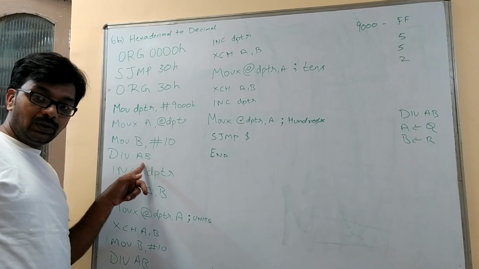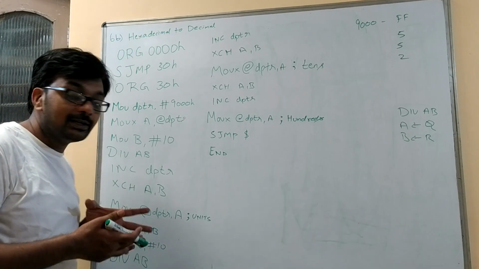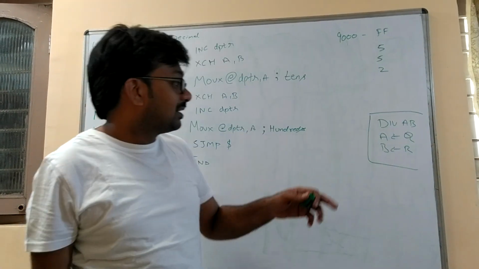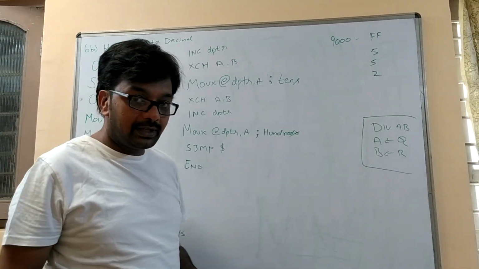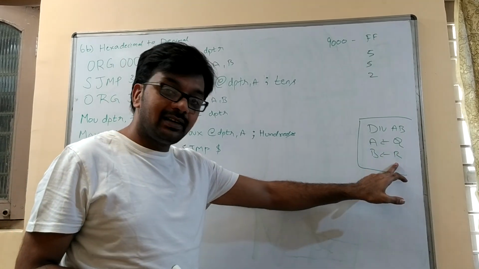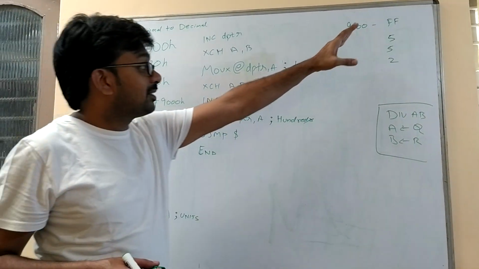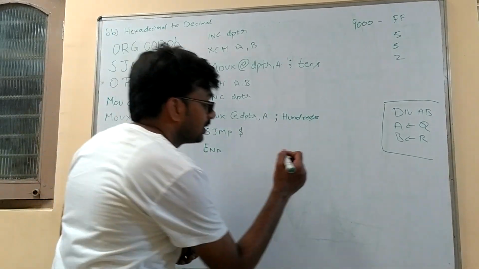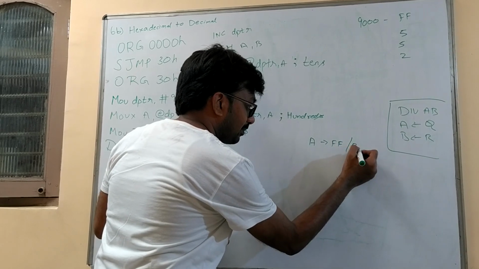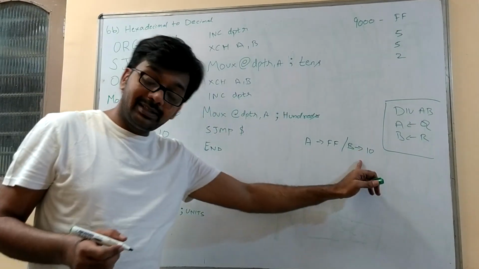DIV AB. So, divide the contents of accumulator A by the contents of register B. In the DIV AB syntax, the contents of accumulator A are divided by the contents of B, and the quotient is stored in accumulator A, and the remainder is stored in B. So, in our case, the content of accumulator A is FF. This is going to get divided by the content of the B register, which is 10. This is a decimal number.